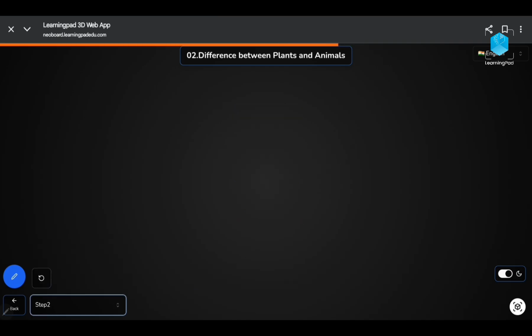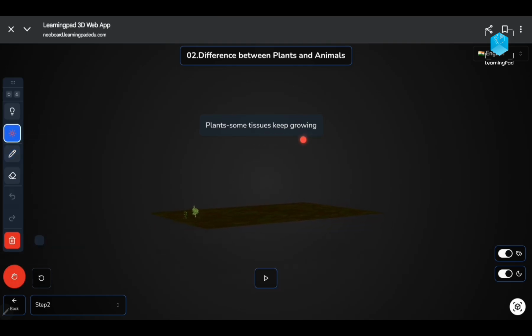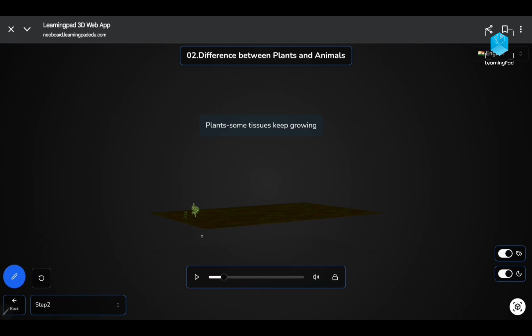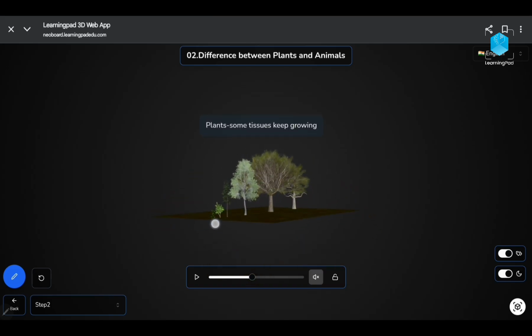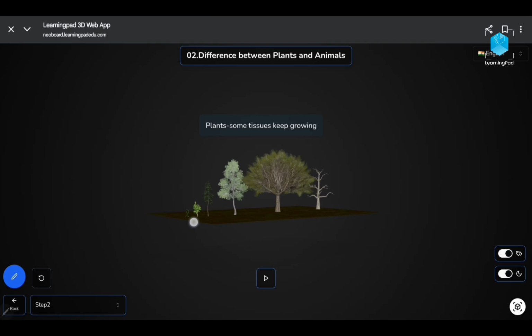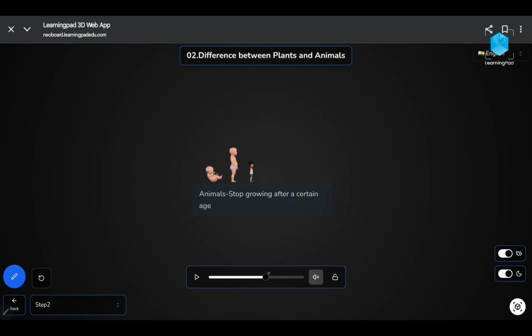Next let us go to the second difference. In plants, there are special tissues which keep growing on. Plant tissues grow on. You can see here a small plant growing. You can see how the plant keeps on growing. First you will see a small plant coming out from the seed. Okay, then the plant is growing, and even you will see the growth till the adult stage.